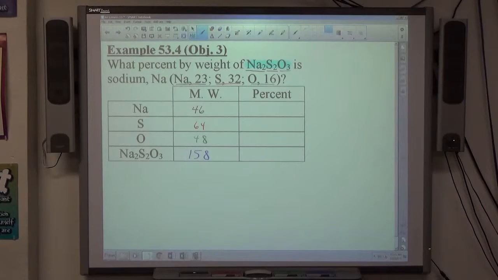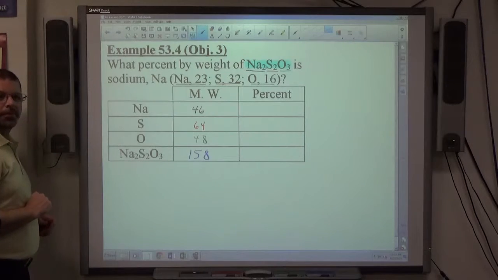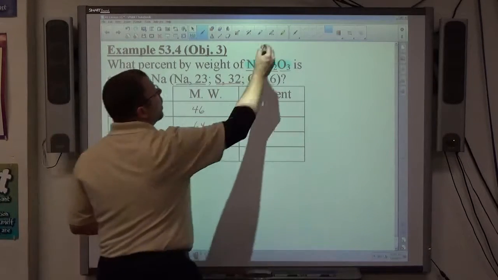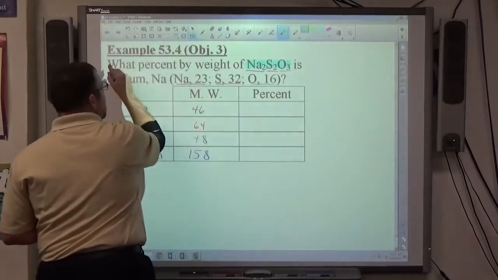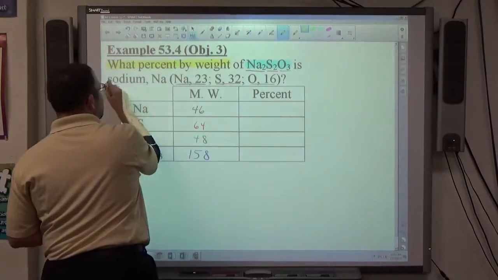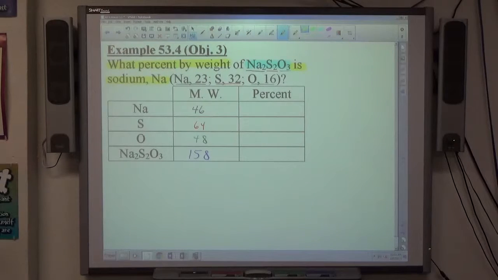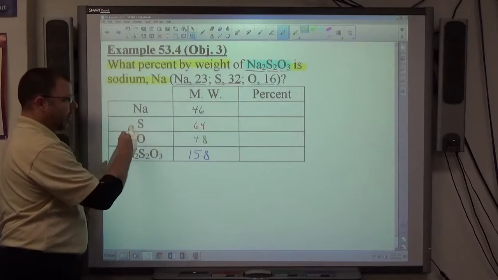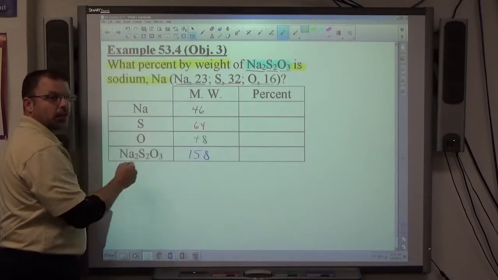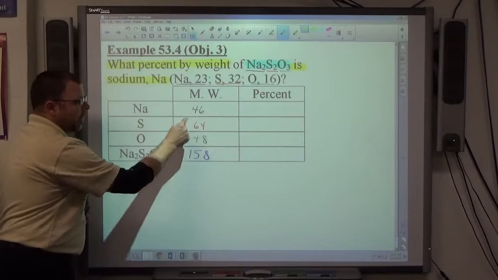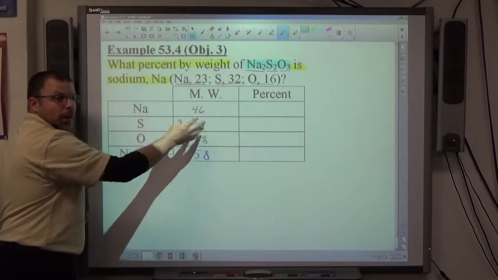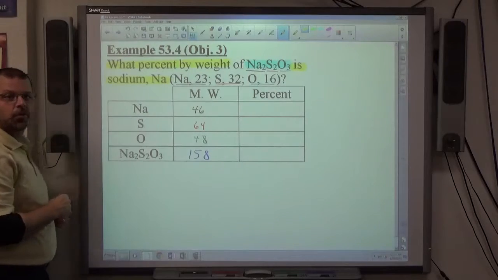What happened before, they said you have so many grams of this thing, how much does the sodium weigh, right? The difference in the question on this one is, what percent by weight is sodium? Okay, the weight of the whole thing is 158. The weight of the sodium is 46, the weight of the sulfur is 64, the weight of the oxygen is 48. So this is the whole molecule. This is the pieces of elements that go into the molecule and the weights of each of them individually, right?